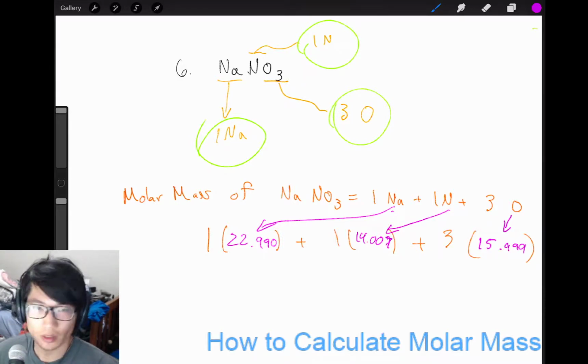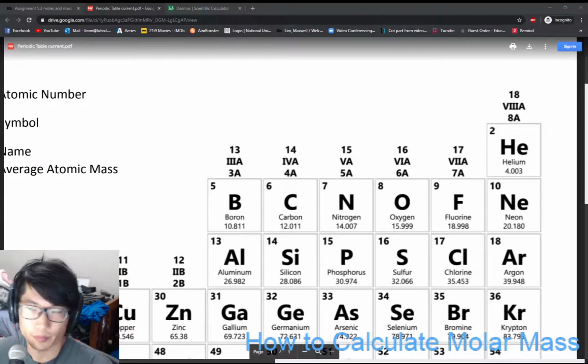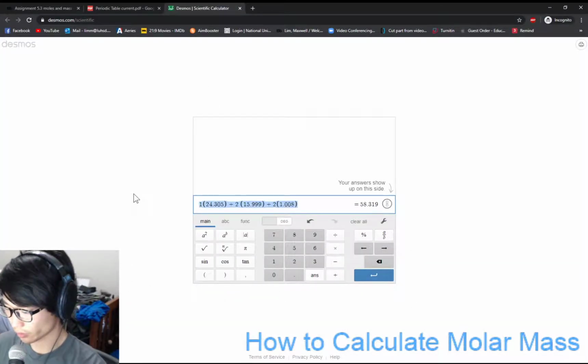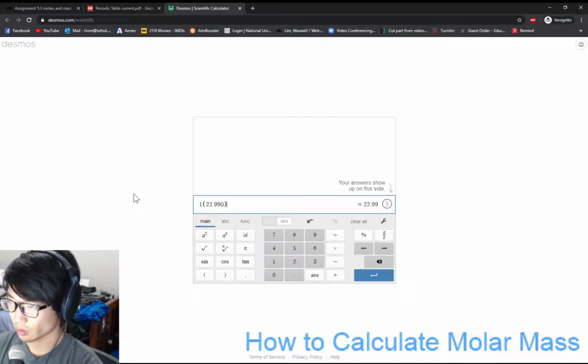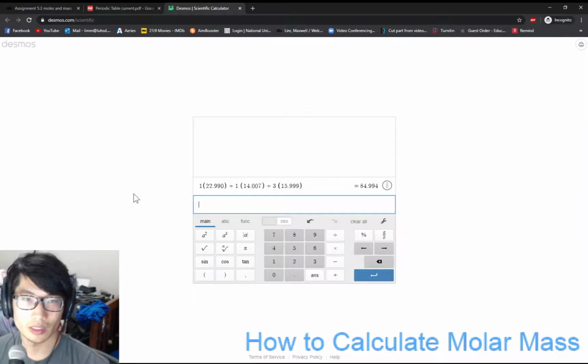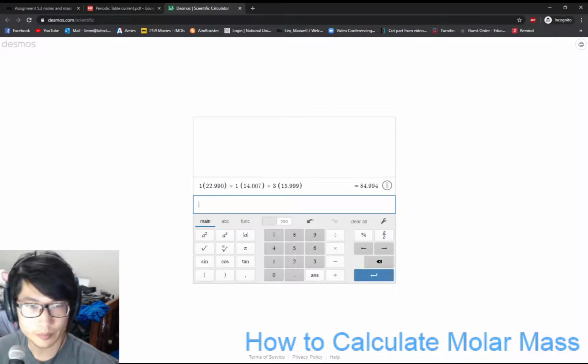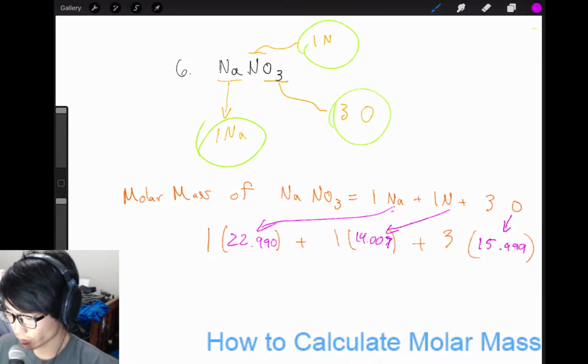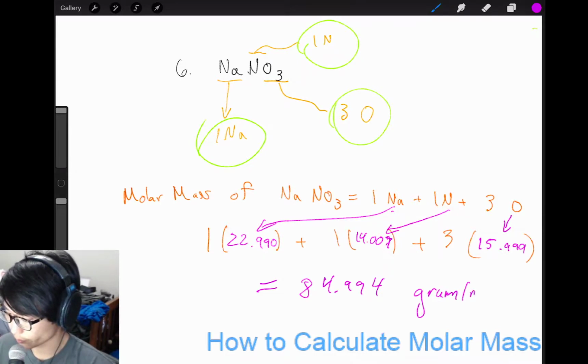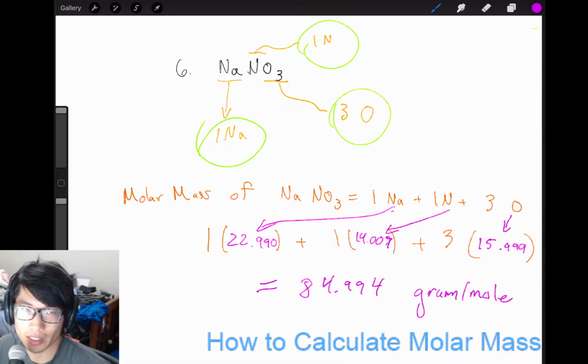You throw that all in your calculator, and I'll do that right now. 1 times 22.990 plus 1 times 14.007 plus 3 times 15.999. And that's your answer. You get 84.994. So all of this equals 84.994 grams per mole. Don't forget your unit. And that is your molar mass of NaNO3.